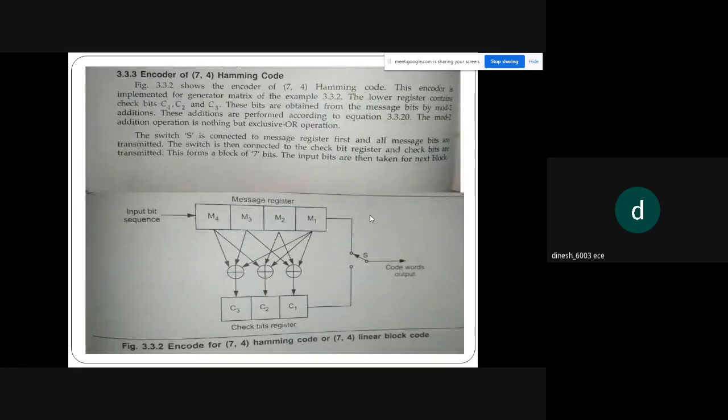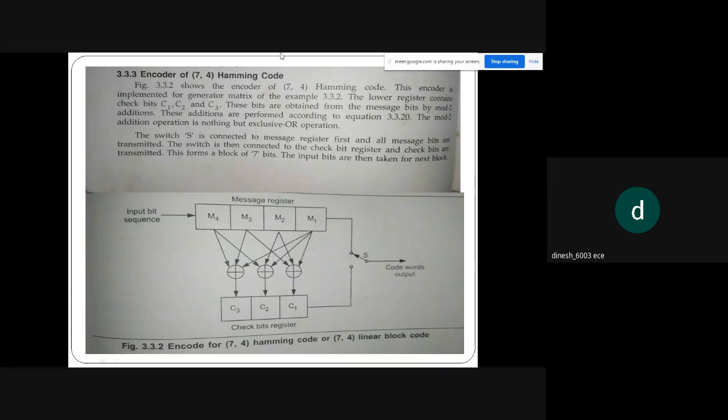From this we can find k values, right? The number of bits k can be found out. How do we find it? K is 4, since (n, k): n is 7, k is 4. So k represents your message bits: message bits M1, M2, M3, M4. This represents your message register, which stores your message bits.